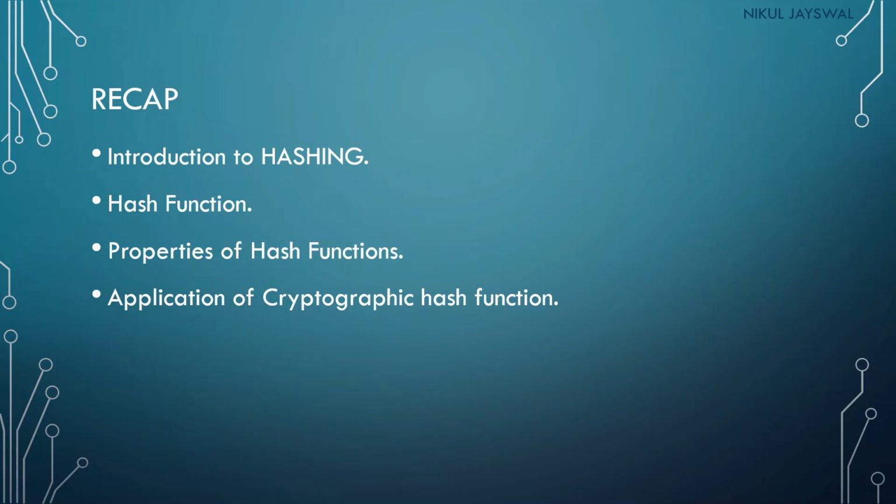After that we saw the several properties of the hash function. There are mainly four properties. First, it must be easy to calculate the hash value. Second, it must be infeasible to produce the message from the hash value. Third, if the message changes, then the hash value must change. And the fourth property was that for two different messages, the same hash value must not be present. So those were the properties of the hash function.